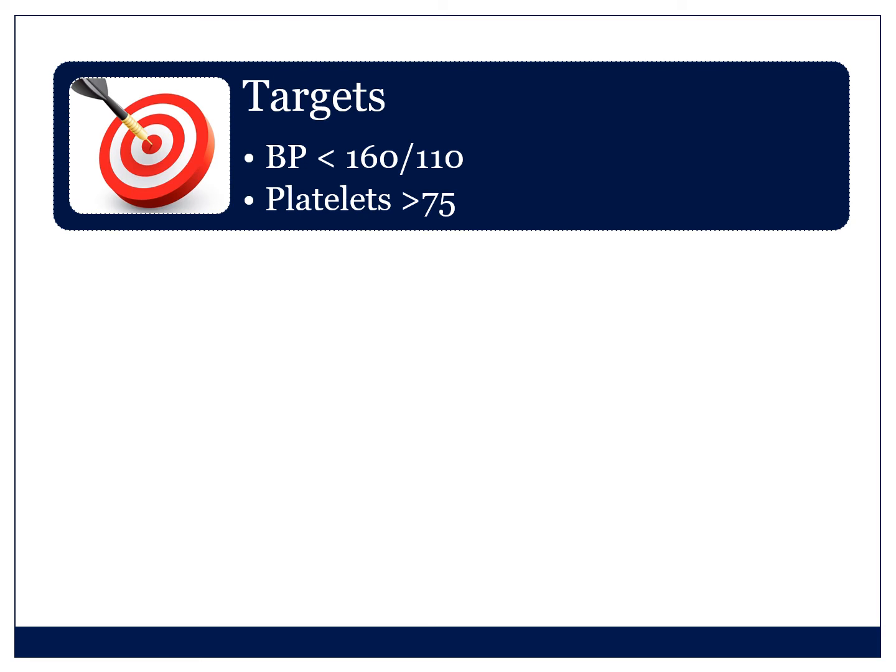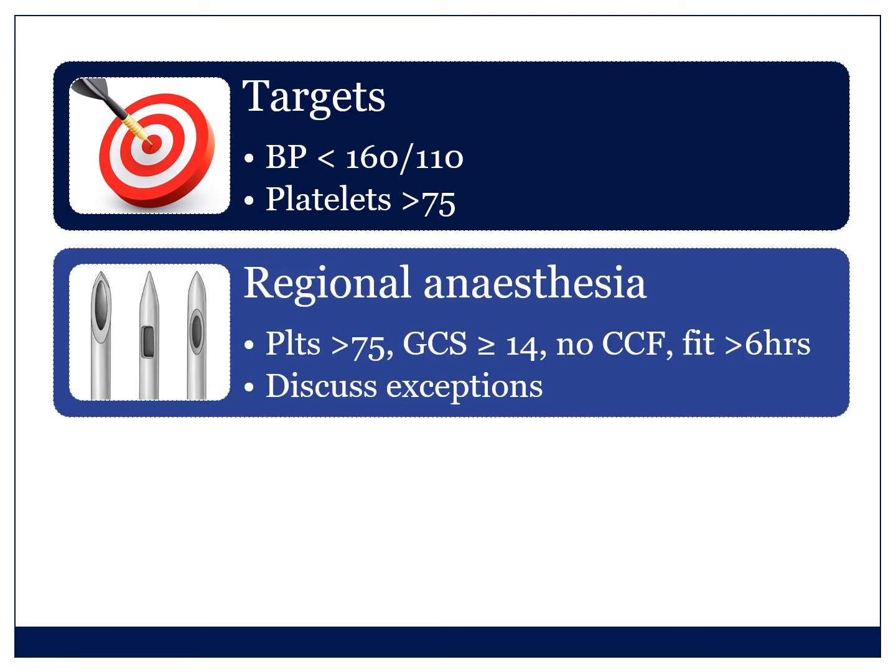Platelets need to be more than 75 if you're doing a regional anesthetic. There are some exceptions to that, but that's pretty much the guideline. And remember that if your platelets are low or there's evidence of coagulopathy, you've got to look at blood products too. Regional anesthesia can be done if the platelets are more than 75, if the GCS is at least 14 or 15, there are no signs of cardiac failure, and the last fit was more than 6 hours ago.